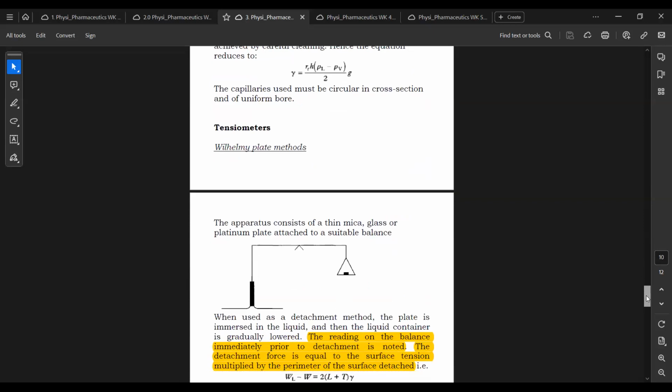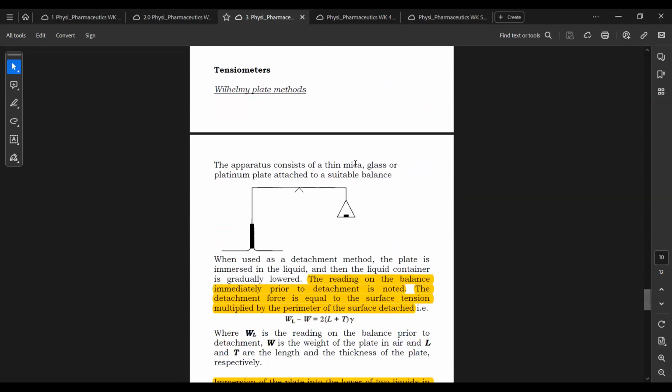Now for the Wilhelmy plate method, I think this is what Saru mentioned she couldn't understand well. So I think a visual will be better.